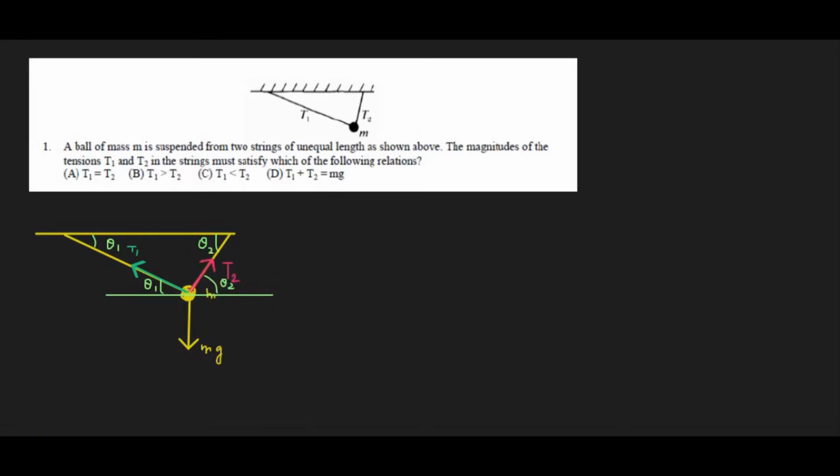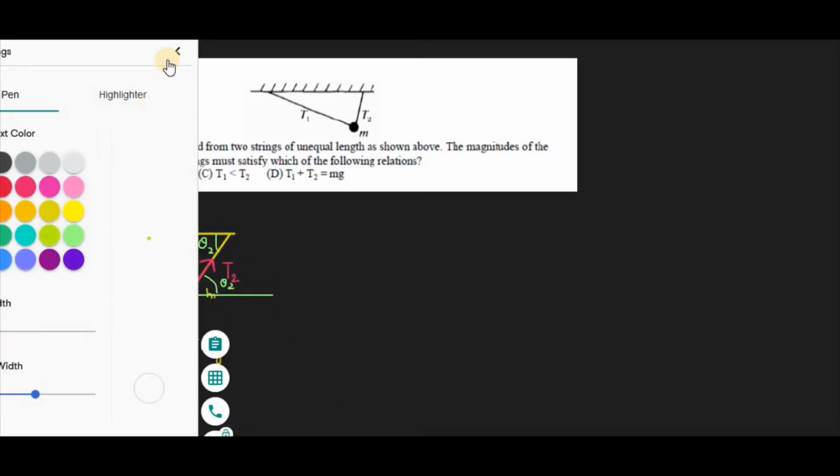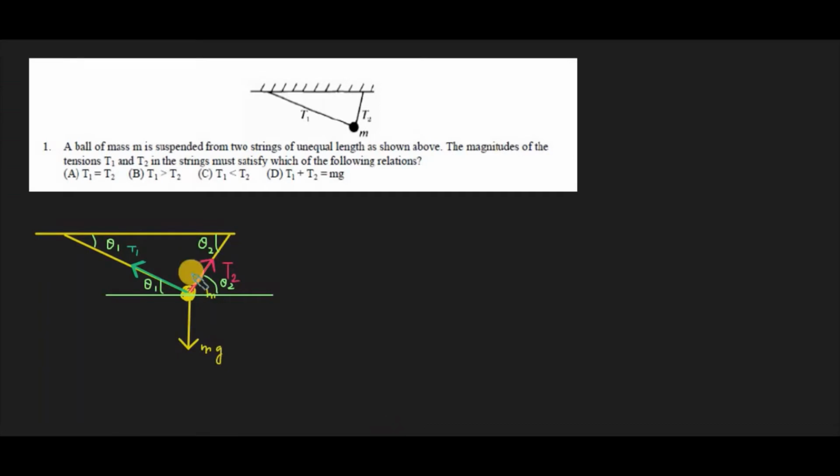Now this T2 can be resolved into two components, a vertical component and a horizontal component. Similarly, T1 can also be resolved into two components. The horizontal component of T2 on this side we can write as T2 cosine theta 2, and on this side it is T1 cosine theta 1. Now we have to find out the magnitudes of T1 and T2, which one is higher.